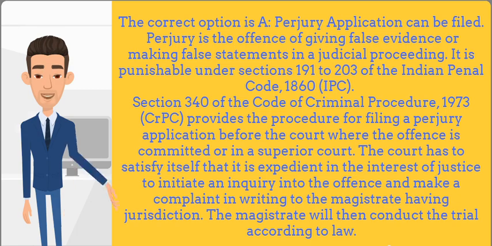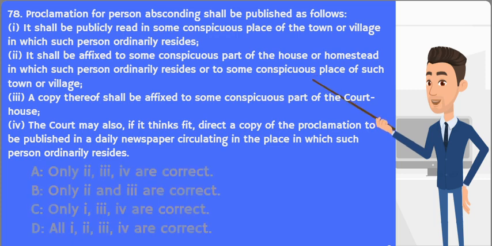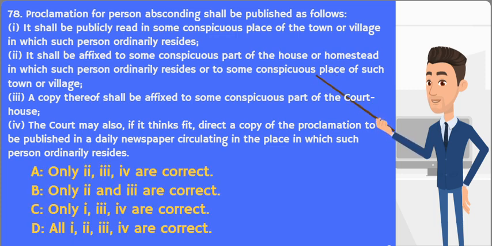The magistrate will then conduct the trial according to law. 78th question is: proclamation for person absconding shall be published as follows. First, it shall be publicly read in some conspicuous place of the town or village in which such person ordinarily resides. Second, it shall be affixed to some conspicuous part of the house or homestead in which such person ordinarily resides or to some conspicuous place of such town or village.